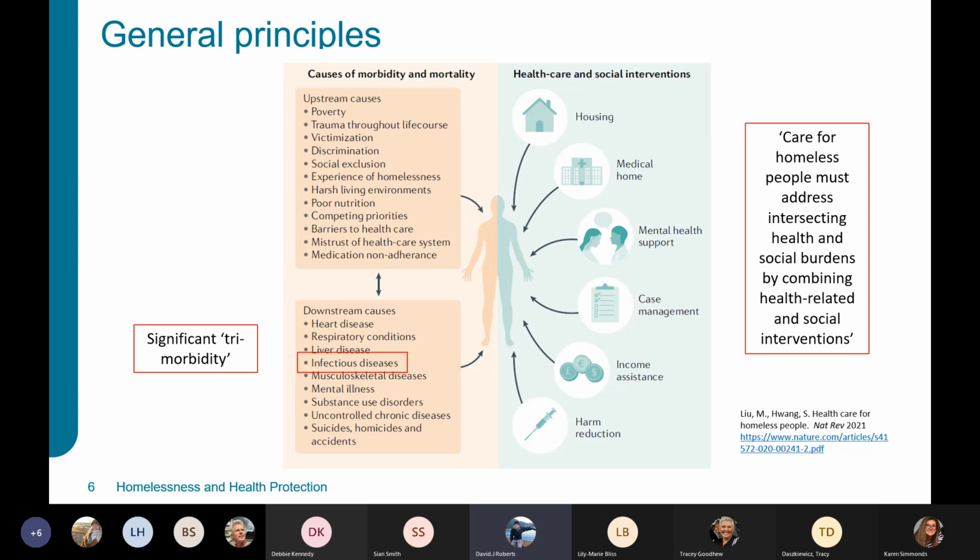And upstream, the causes of those downstream issues include significant social burdens, exclusion, and barriers to healthcare. So I've highlighted in a red box at the bottom that infectious diseases, and that's our main role, but we do need to consider its place in the wider context of health in the homeless population. And then looking at the right-hand side, you can see that the interventions to address health issues in homeless population must address the intersecting health and social burdens by combining health-related and also social interventions as well. Okay, next slide, please, Cam.